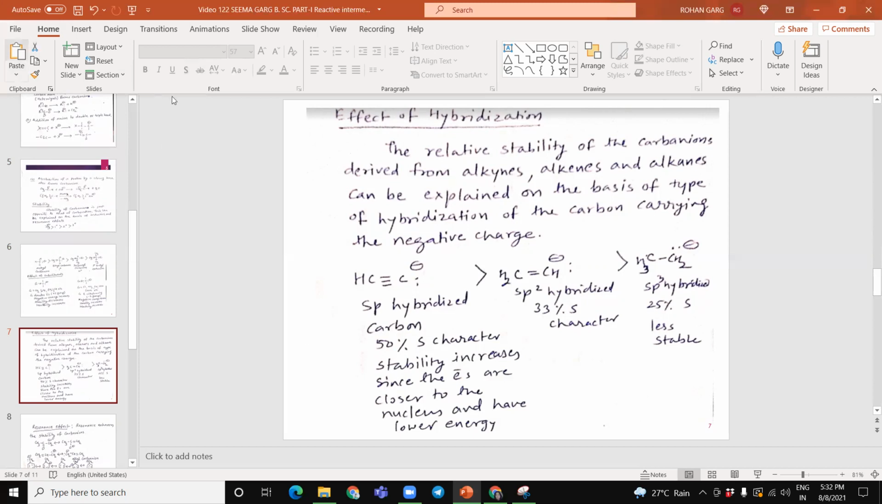Here sp2 hybridization, s character is 33%. So it is less stable compared to the alkyne. Then the alkane, meaning methyl anion. It is sp3 hybridized carbon. Here s character is 25%. It is less stable.